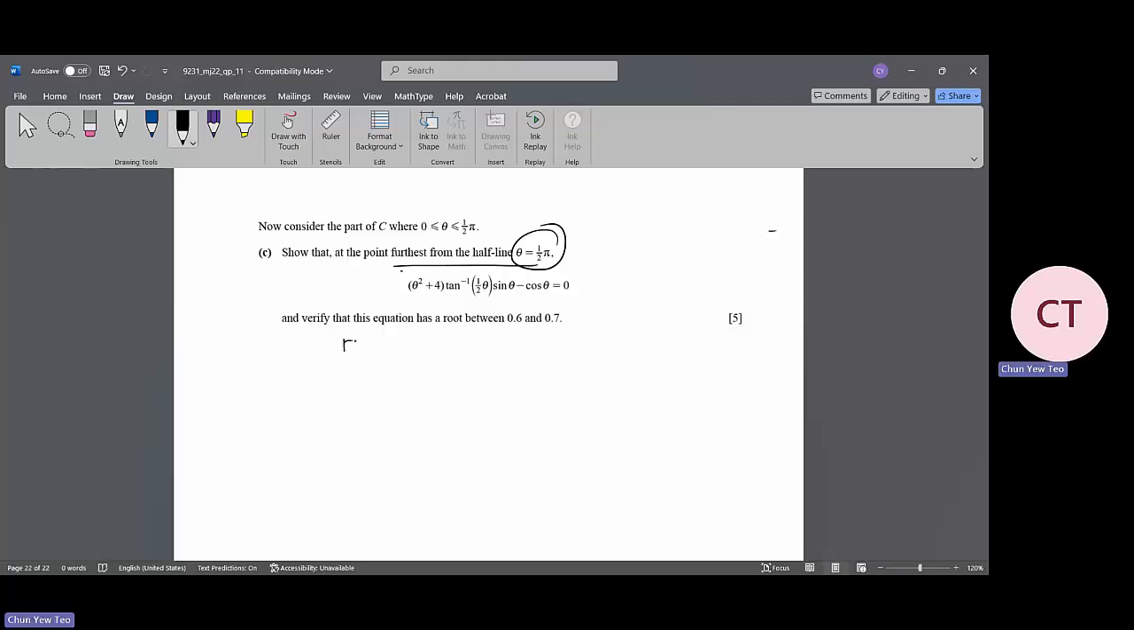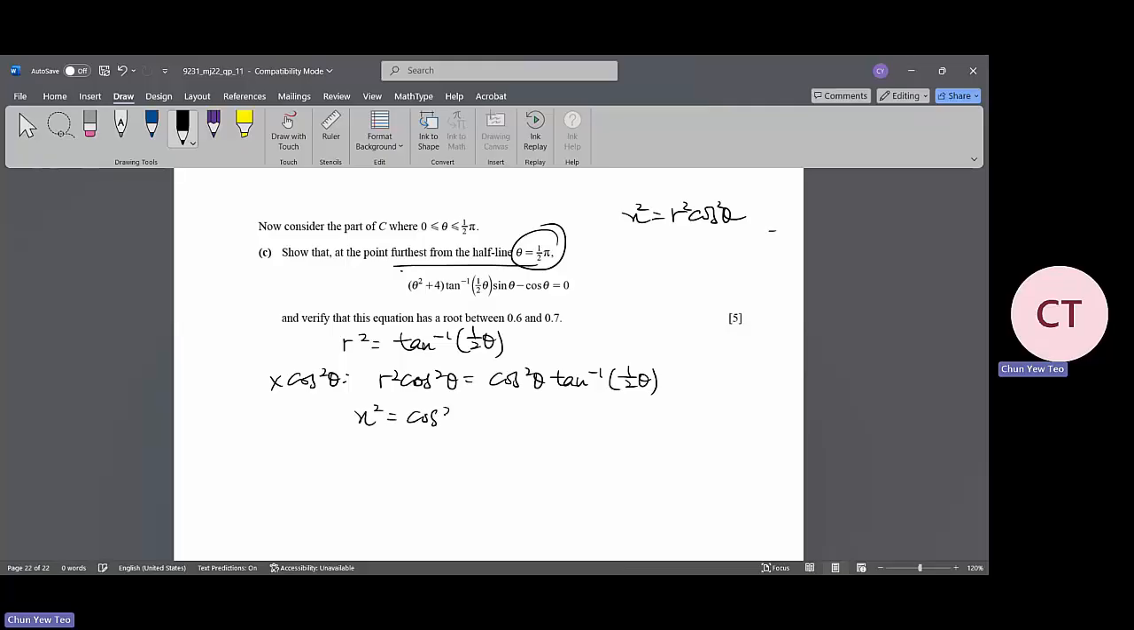R squared is equal to the arctangent of theta over 2. We know that x is equal to r cos theta, but this is a square, so I need to square it. So I multiply everyone by cos squared. So I get r squared cos squared equal to cos squared theta arctangent of half theta. So this is x squared equals cos squared theta arctangent of half theta.